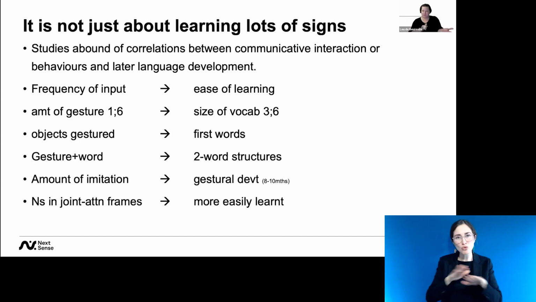The things that they gesture about tend to be their first words or signs. Kids will gesture and say a word almost always before they say 2 words or sign 2 words. The amount they imitate you is correlated with the amount of their gestural development, which is then correlated with their language.